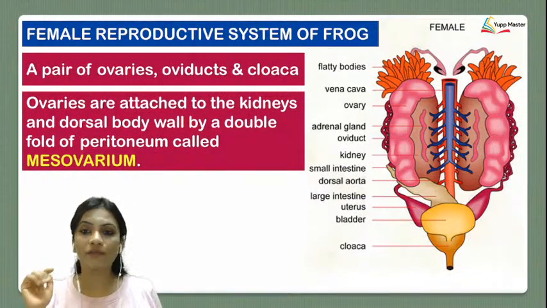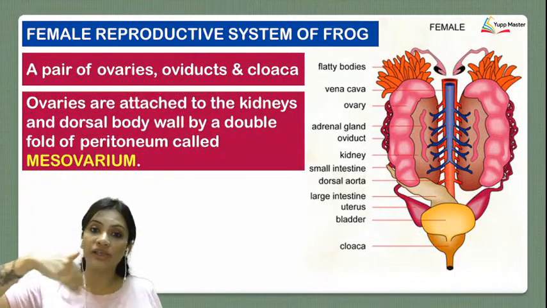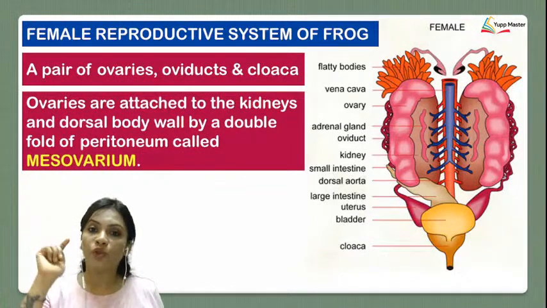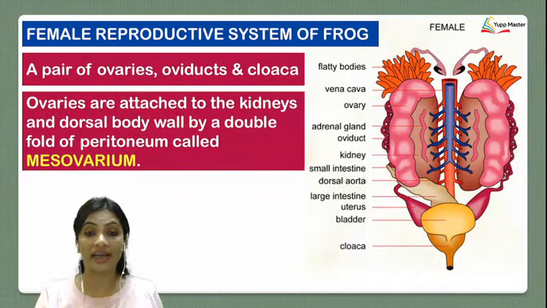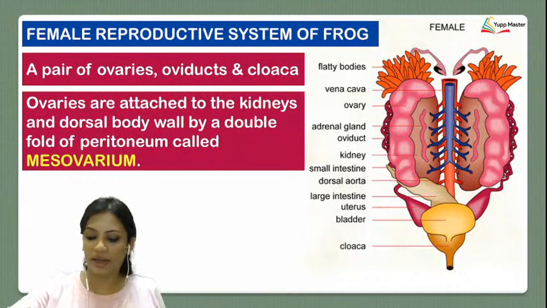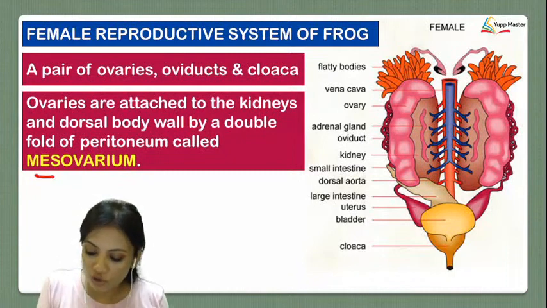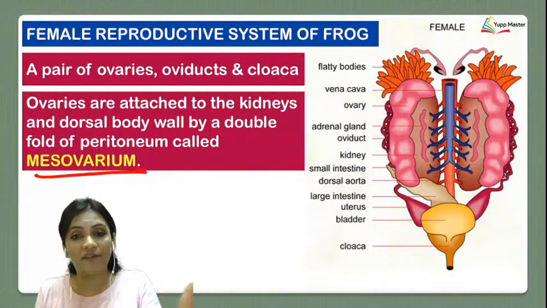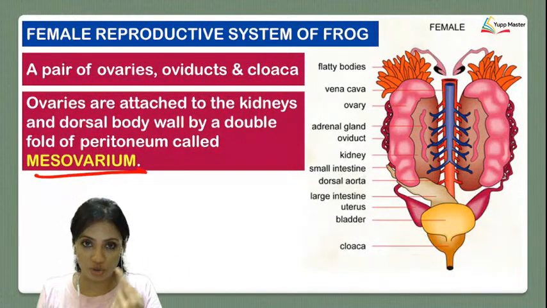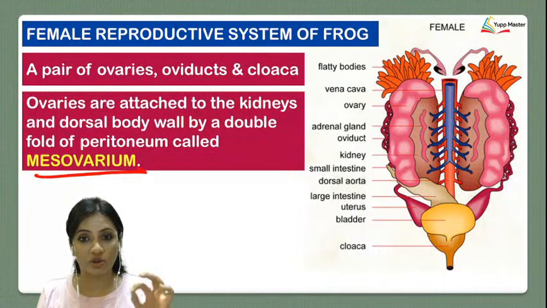Over here in the females, that peritoneum which is covering the ovaries, that peritoneum layer is going to be called as mesovarium. Okay, mesorchium, orchi means testes, mesovarium, ovaries, covering the ovaries, the peritoneum is called as mesovarium.